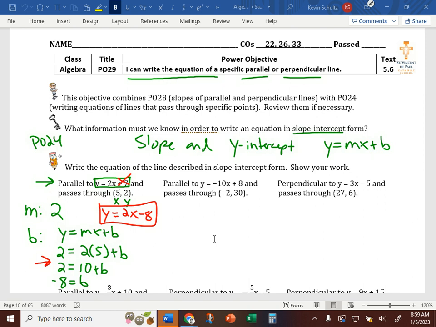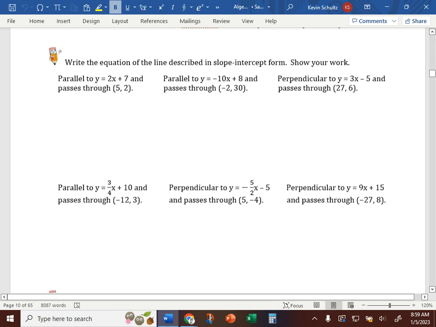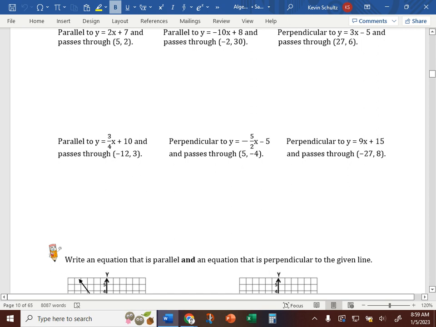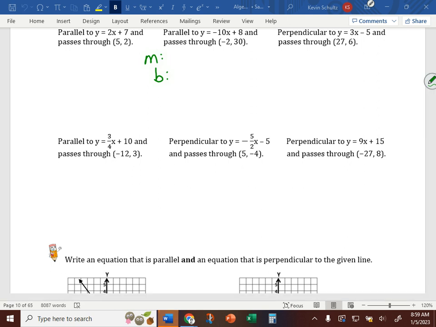All right. Next one. Let's move on. We'll move it up so you can see a little bit better here. Parallel to y equals -10x plus 8 and passes through (-2, 30). Again, we're looking for the slope and the y-intercept. The fact that our line is parallel, what does that tell us about the slope of our line?